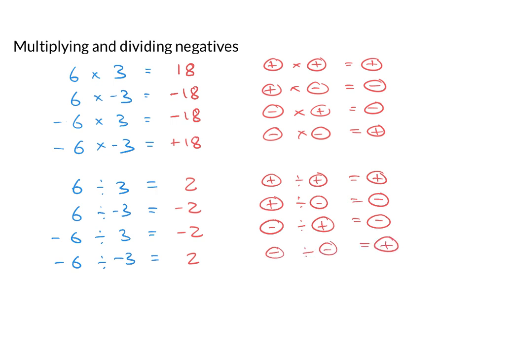The rules are the same for multiplying and dividing. A little way of remembering it, a nice little tip, is if you have the symbols the same, your answer is positive. So 2 positives give us a positive, 2 negatives give a positive. If the symbols are different, our answer is negative.